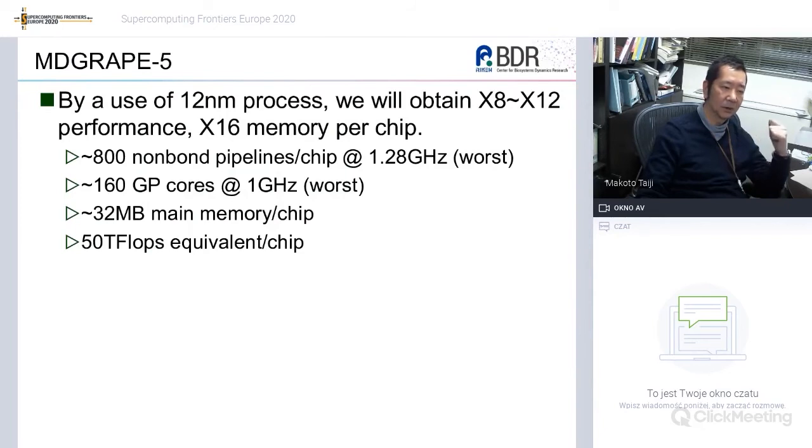Currently, MDGRAPE-4A is based on the 14 nanometer process, rather old technology. So by use of the 12 nanometer process, we will obtain around 10 times more performance and 16 times more memory per chip. Then we can achieve around 50 teraflops equivalent performance.